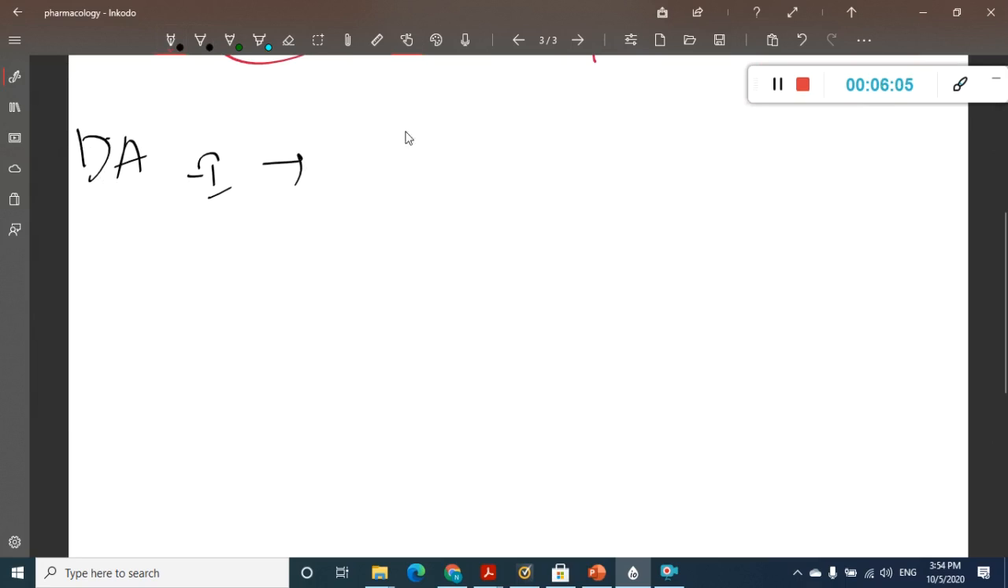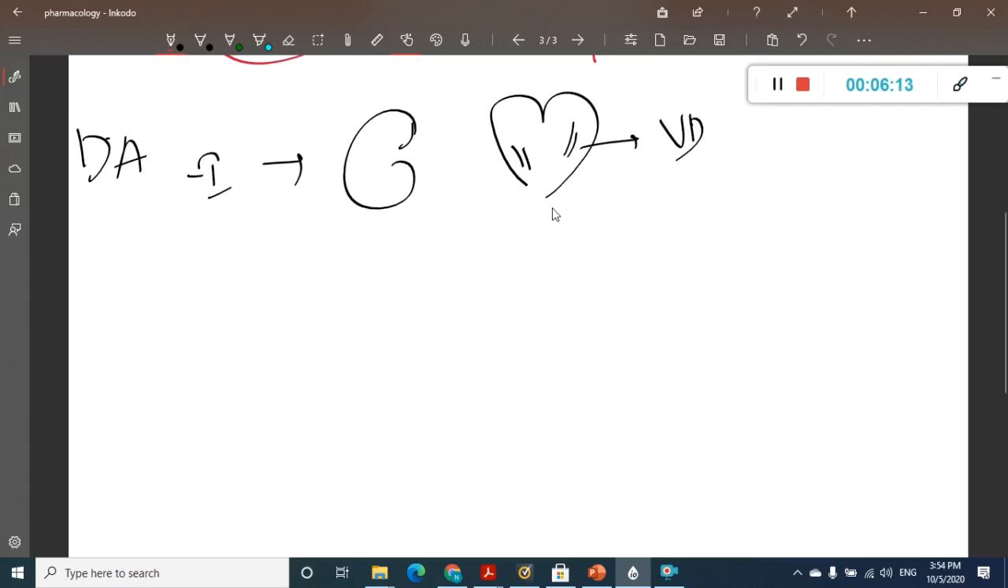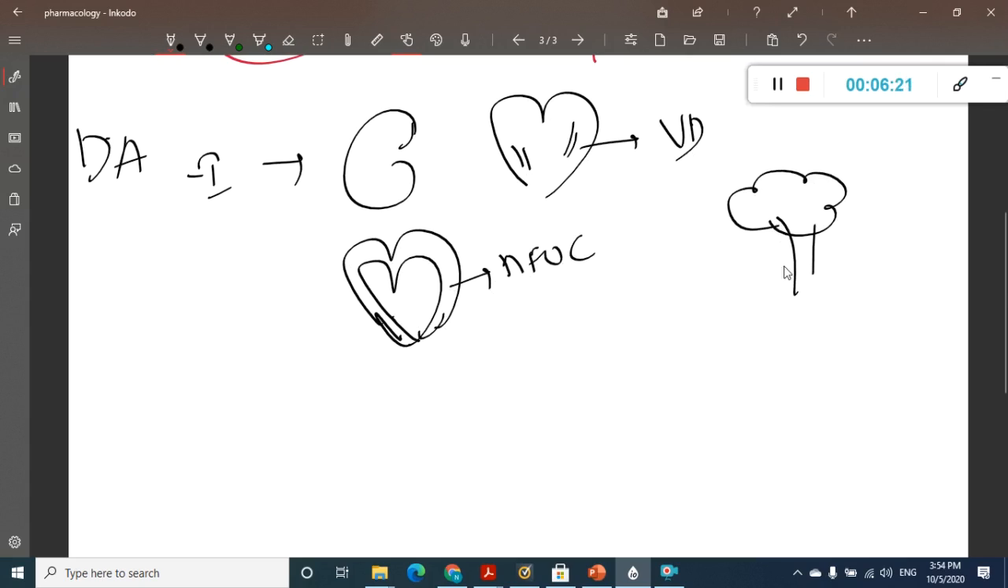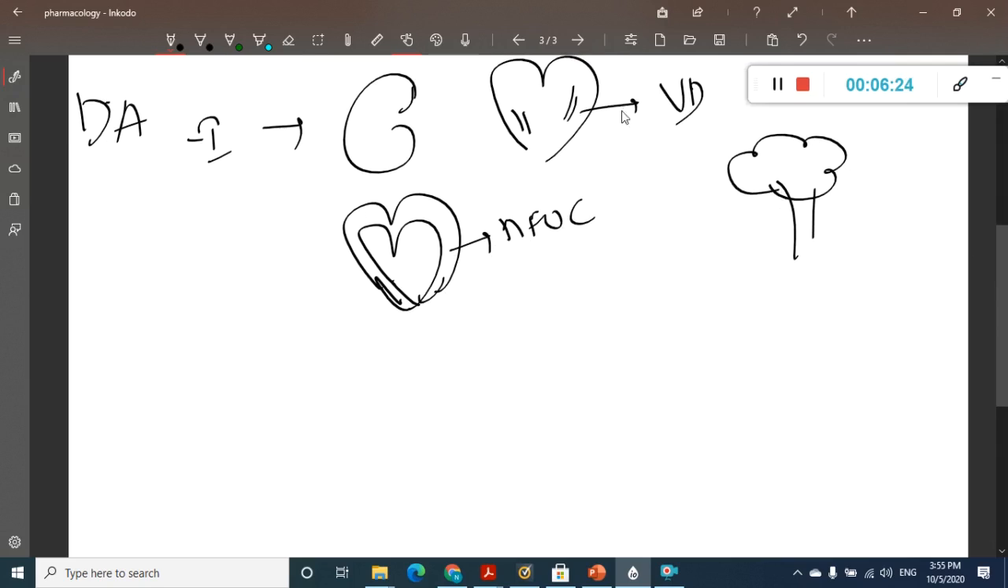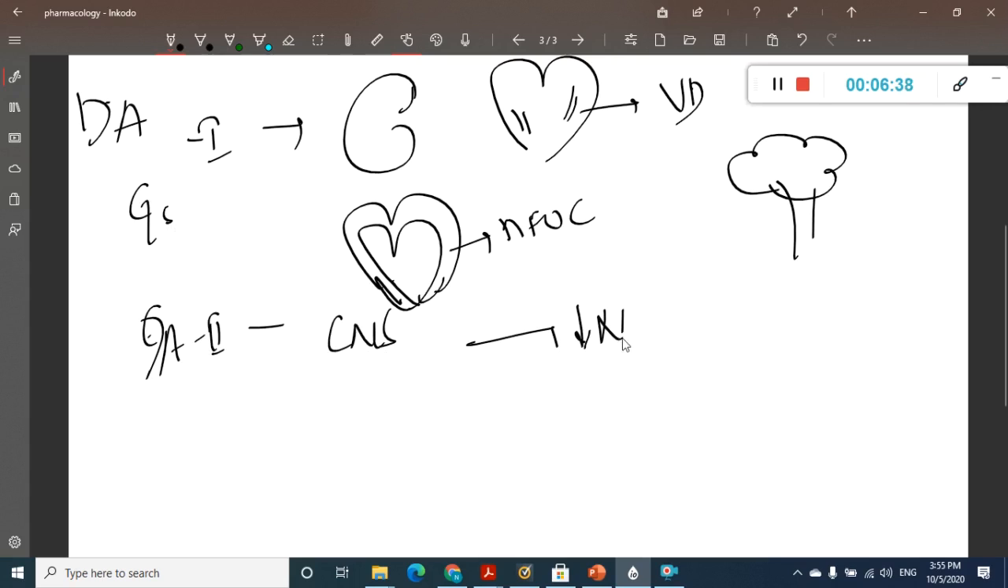We have dopamine 1 receptors which are present in the kidney and also coronary blood vessels. In both of these it causes vasodilation, whereas in the myocardium it increases the force of contraction. It is also present in the brain. So these are the places where dopamine DA1 is present. It is a Gs type of receptor. We have dopamine 2, the DA2 receptor, which is present in the CNS, especially the basal ganglia, and it decreases the noradrenaline release.